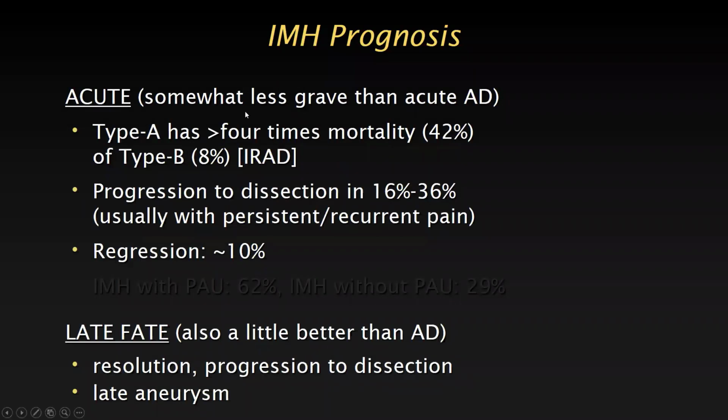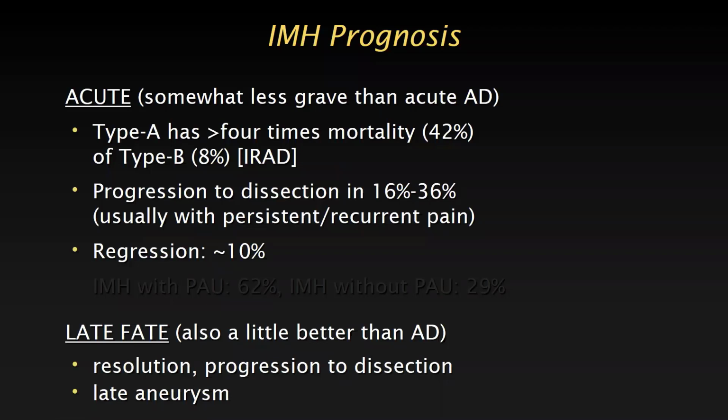So the prognosis of IMH is really a bit variable. Overall, it's a bit better than acute aortic dissection. And again, type A is always much worse than type B. But there is a certain number of patients who do progress to a full-blown aortic dissection. Usually it's in the early phase, and some of them completely resolve. The late phase is also a little bit better, but depending on whether they were initially progressing or not. Those patients in whom the IMH completely resolves do very well.